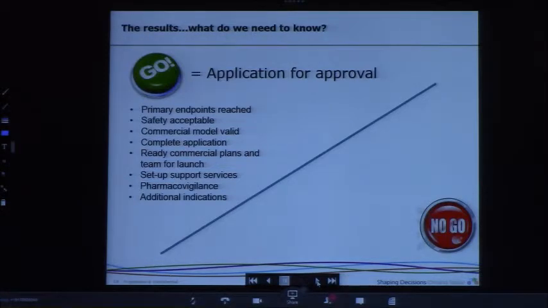You may start thinking about setting up support services for the product if that would be required. A lot of the biologics need support services around them. You have to start thinking about pharmacovigilance plans and then obviously planning for additional indications.